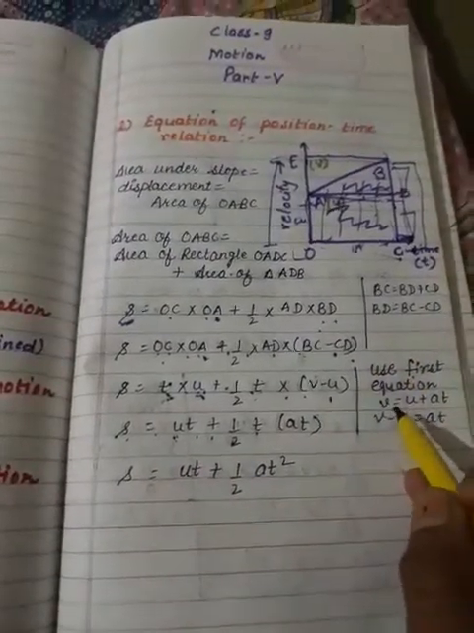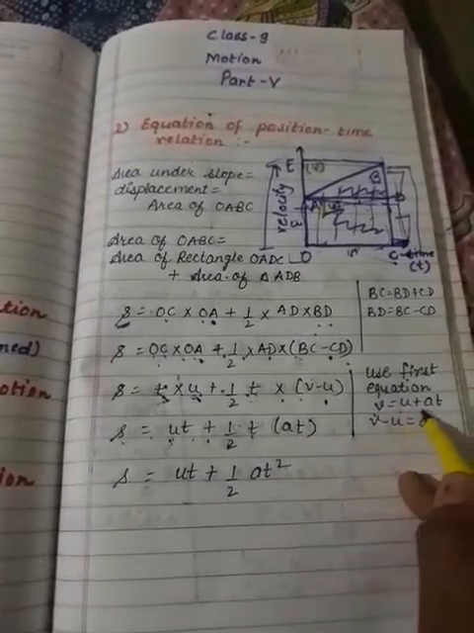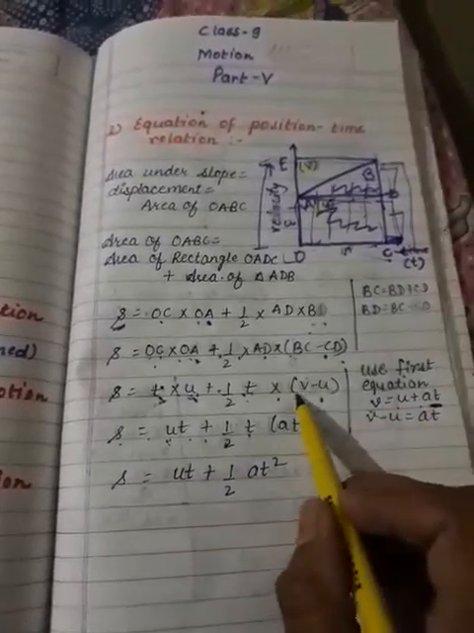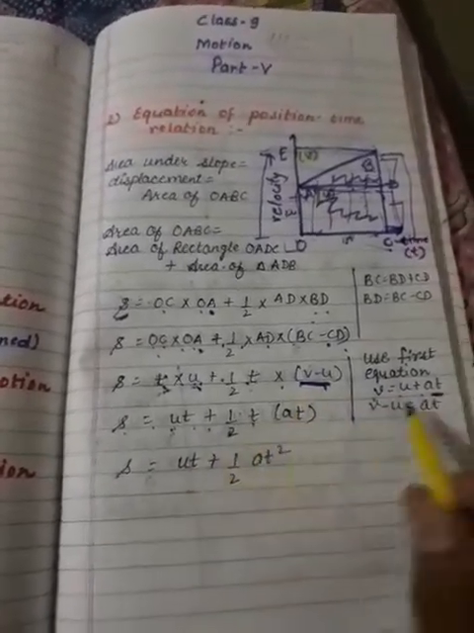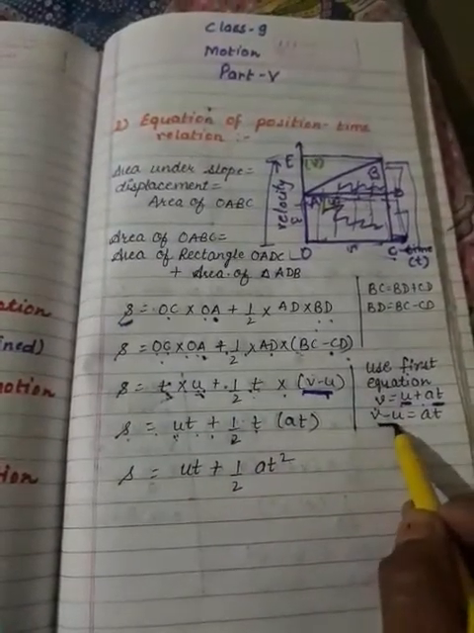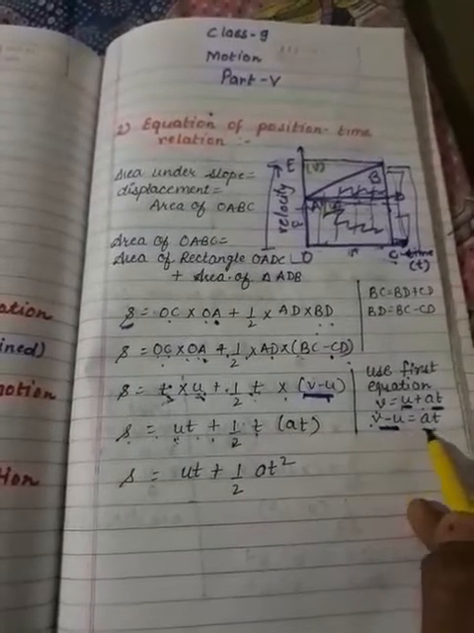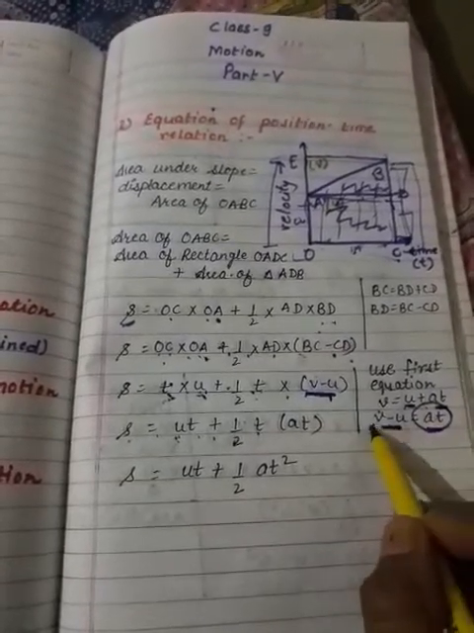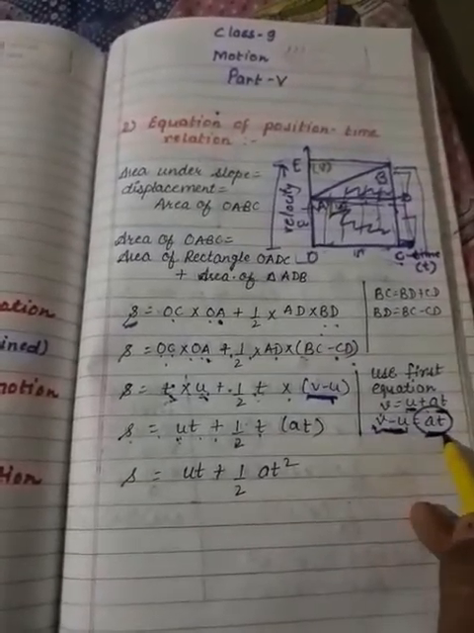And now we will use the first equation. What was our first equation of motion? v is equal to u plus at. Now here we have v minus u. So take this u to this side, it will have a minus. So v minus u is equal to at. It means in place of v minus u, we can use at.